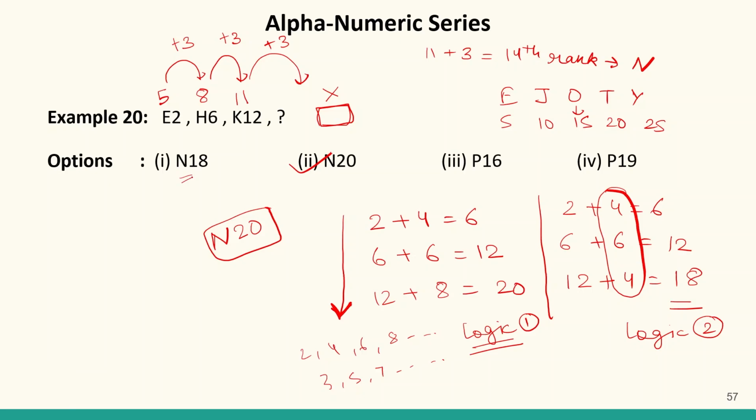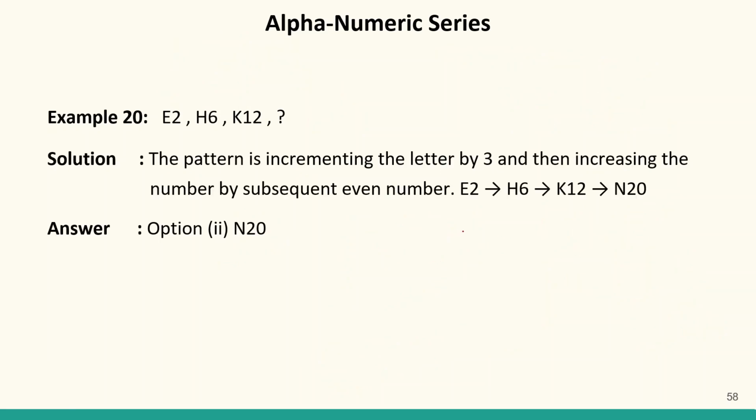This could also be the answer, right? This could also be the answer. But we do not have a next element to check whether this is correct. So we'll go by the normal logic. This is the normal logic, right? So the option will be second, which is N20.